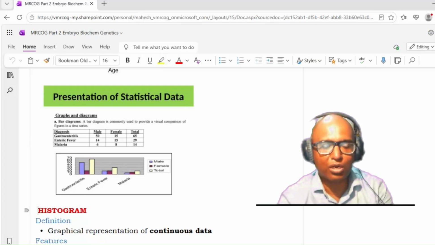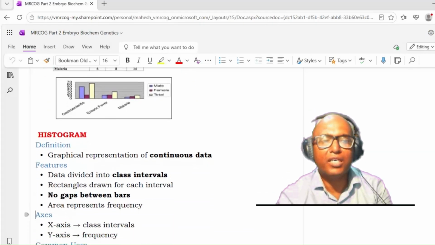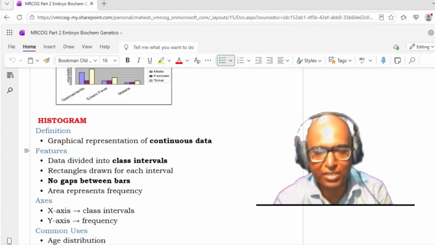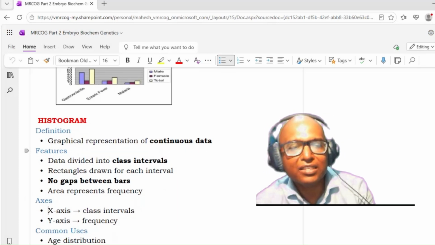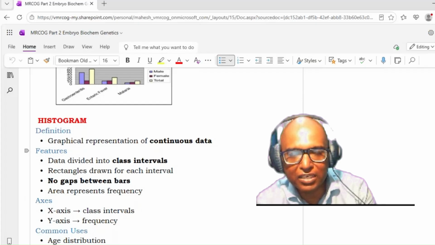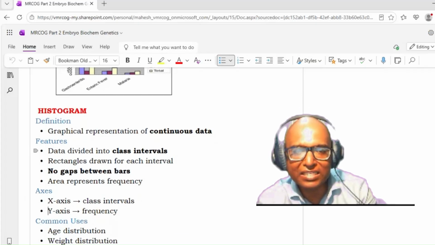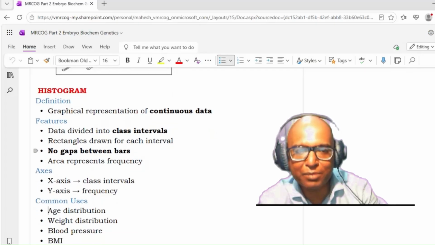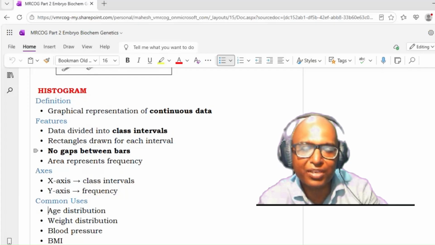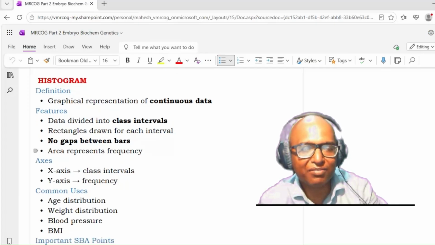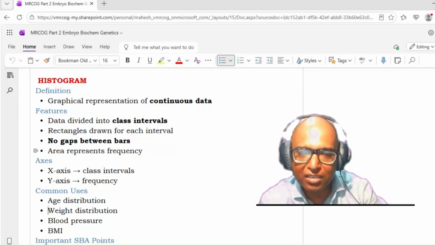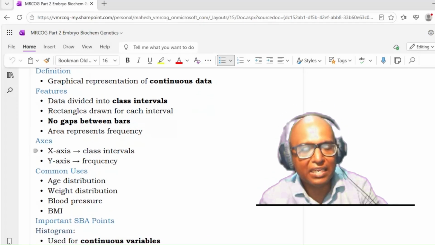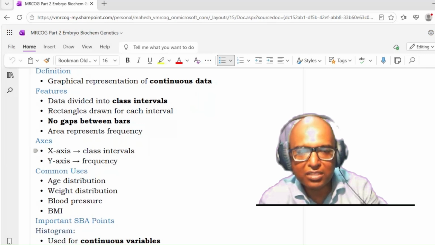Now let us talk about the histogram. It is the graphical representation of continuous data. So when you have continuous data, the graphical representation is done by histogram. Data is divided into class intervals, and rectangles are drawn for each interval. There are no gaps between the bars, and area represents the frequency. The x-axis has the class interval, the y-axis has the frequency. Continuous variables such as age, weight, blood pressure, BMI can all be put into a histogram.